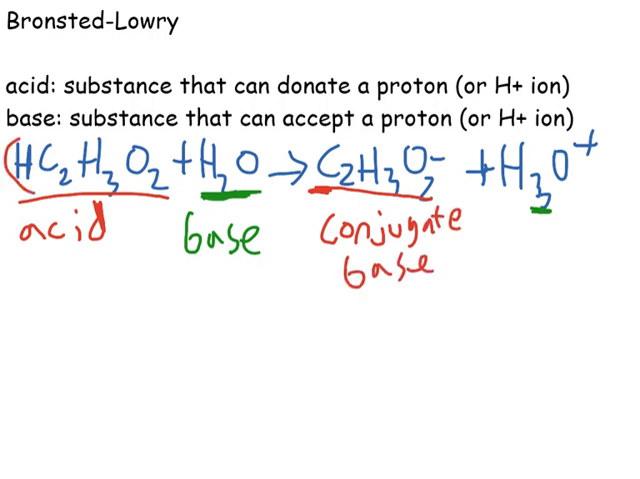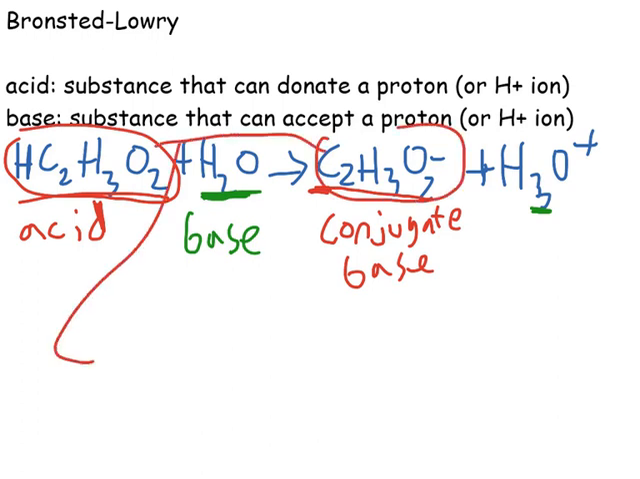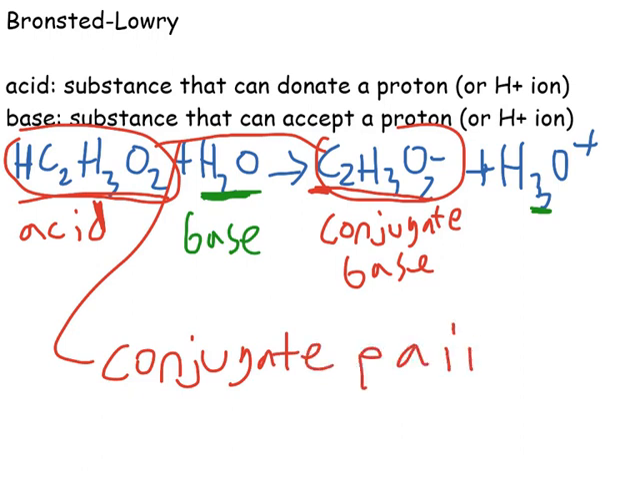The acetic acid and the acetate ion make a conjugate pair. And likewise, the H3O+ is the water's conjugate acid, and they also make a conjugate pair. There'll be a lot of multiple choice questions just asking you, what is this substance's conjugate pair, meaning conjugate acid or conjugate base, and you'll have to answer that. I'll give you guys another example.